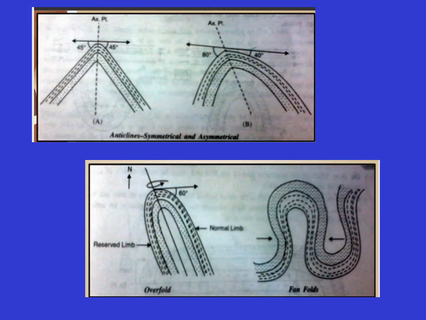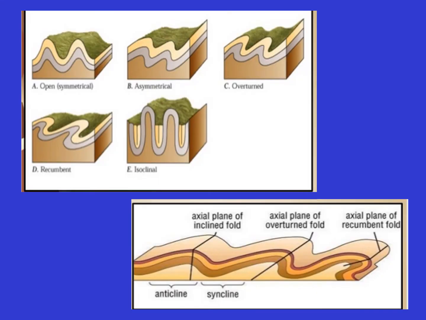So you can see over here the anticline, symmetrical and asymmetrical folds, and then the overfold and fan folds. In the above picture you can see A, B, C, D and E. Here are the examples of the symmetrical folds. The two limbs are equal. Asymmetrical, so that both limbs are unequal. Then the overturned folds, recumbent and isoclinal folds.